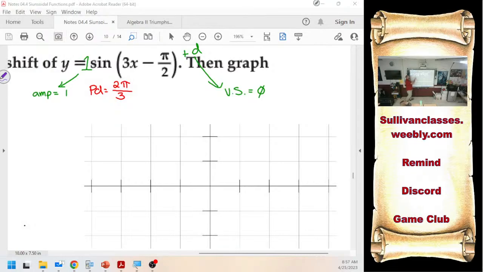Now, the period may be 2 pi over 3, but all of these boxes are going to be broken up as 1/4 of that period. So take 2 pi over 3 times 1/4. My quarter marks are going to be in pi over 6 increments.